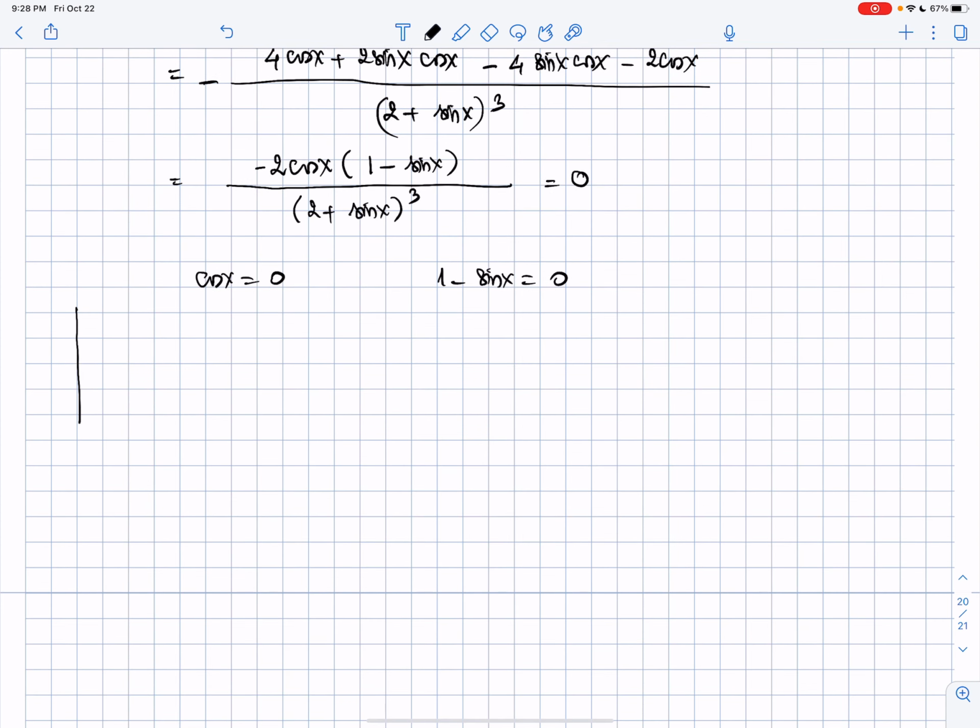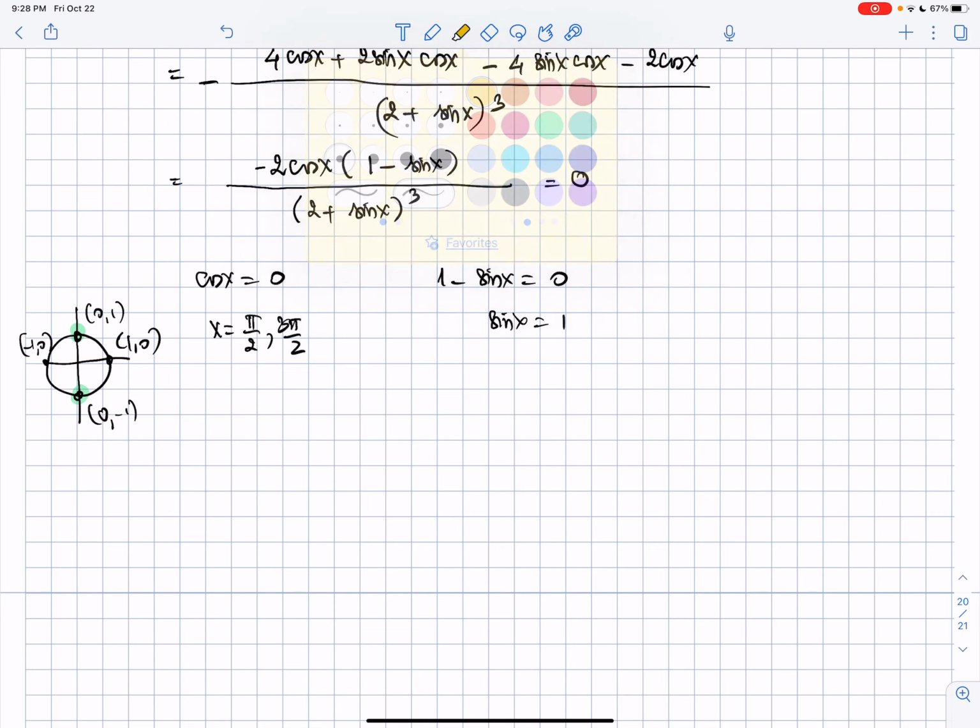Cosine equal to 0. So we have four points right here. Okay, so we have 1, 0, negative 1, 0, 0, 1, and 0, negative 1. So cosine equal to 0. We got this point and this point. So we got x equal pi over 2 and 3 pi over 2. And sine equal to 1, so we got this point. So x equal pi over 2.